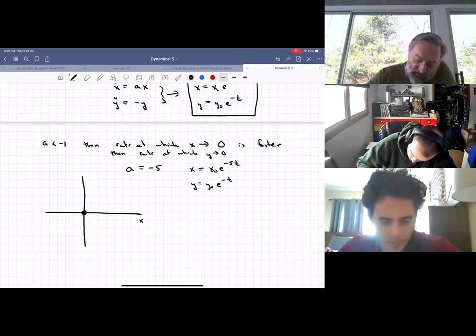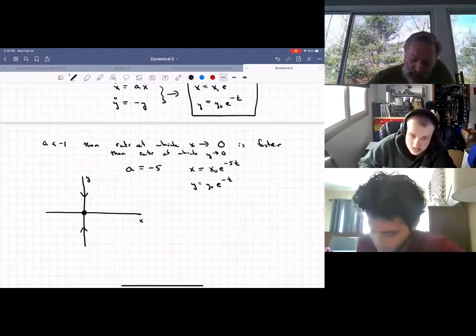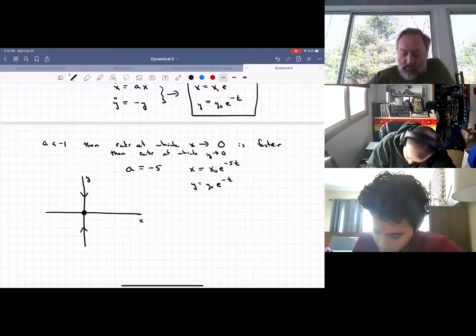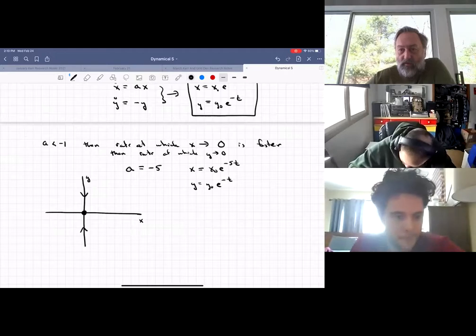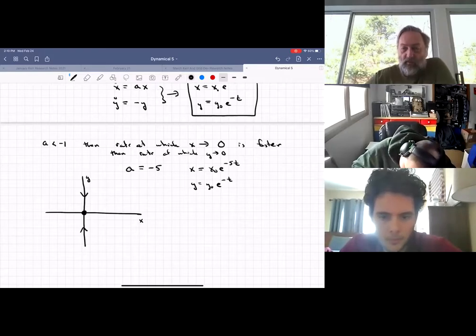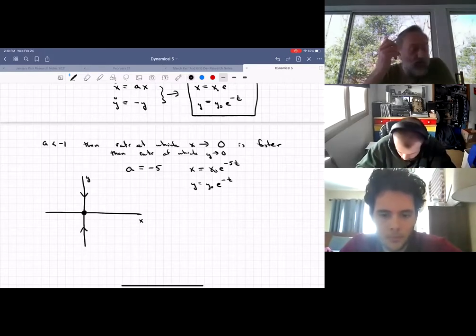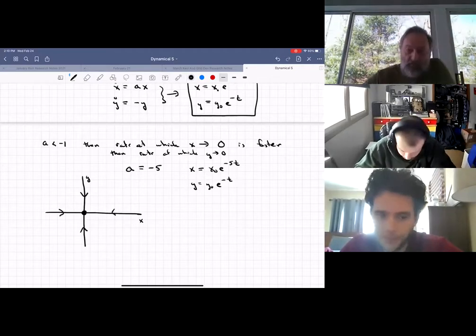So this is the x-axis, this is the y-axis. I'm going to come down the y-axis. So the y-axis is x equals 0. Right, so the y-axis is where x is equal to 0, and the x-axis is where y is equal to 0. So if I start off on the y-axis, I'm just going to come straight down. If I start off on the x-axis, I'm just going to come straight into the origin.